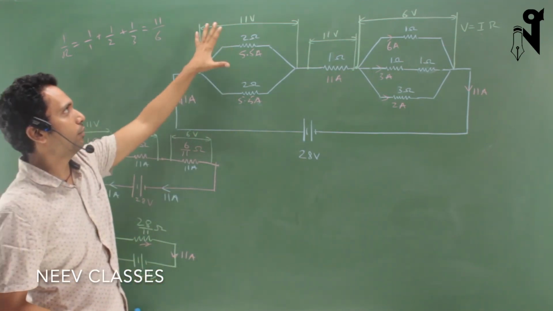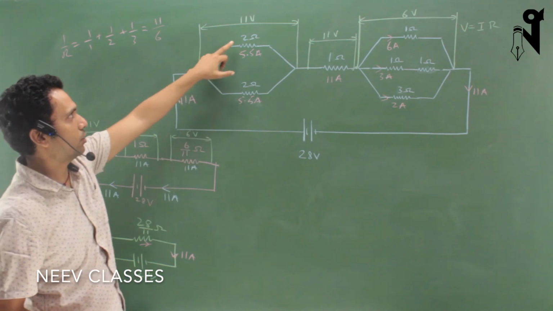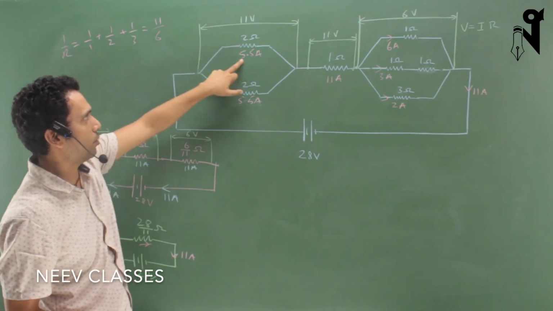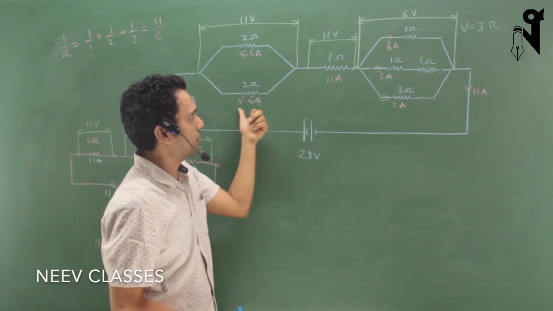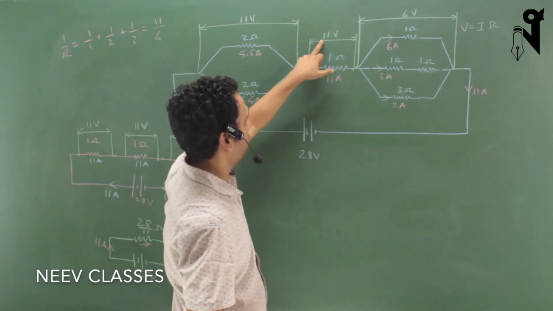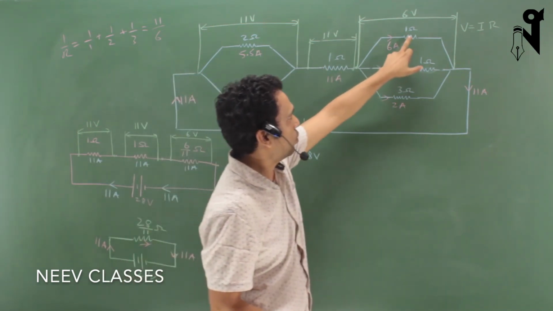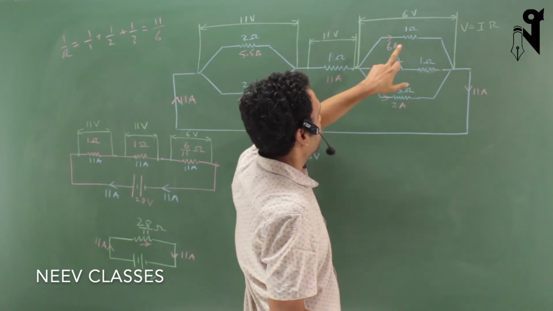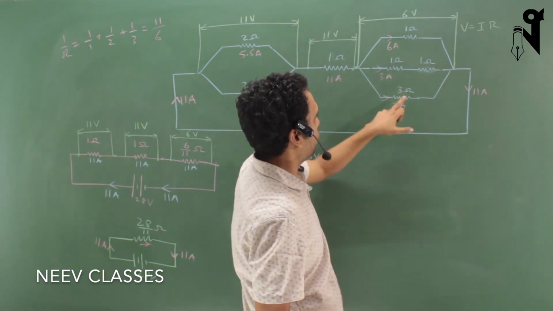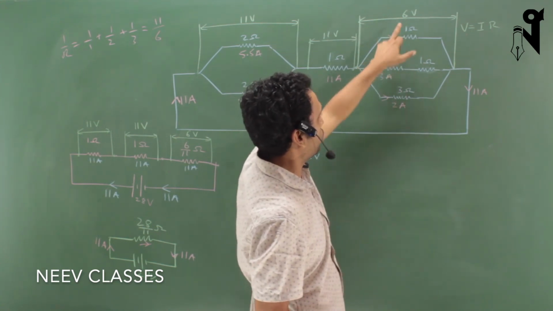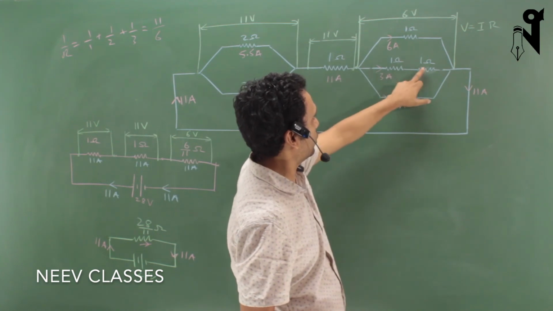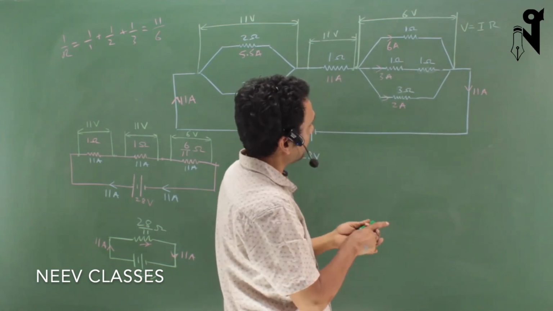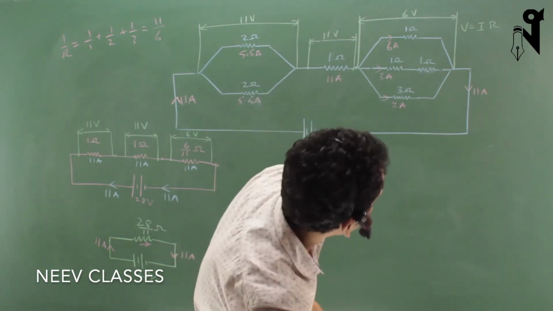Individual currents and individual voltages for each resistance. For this 2 ohm it is 11 volts and 5.5 amps. Same for this. For this it is 11 volts and 11 amps. For this guy it is 6 volts and 6 amps. For this guy it is 6 volts and 2 amps. And individual for this we have not found out yet. I'll just write that also.